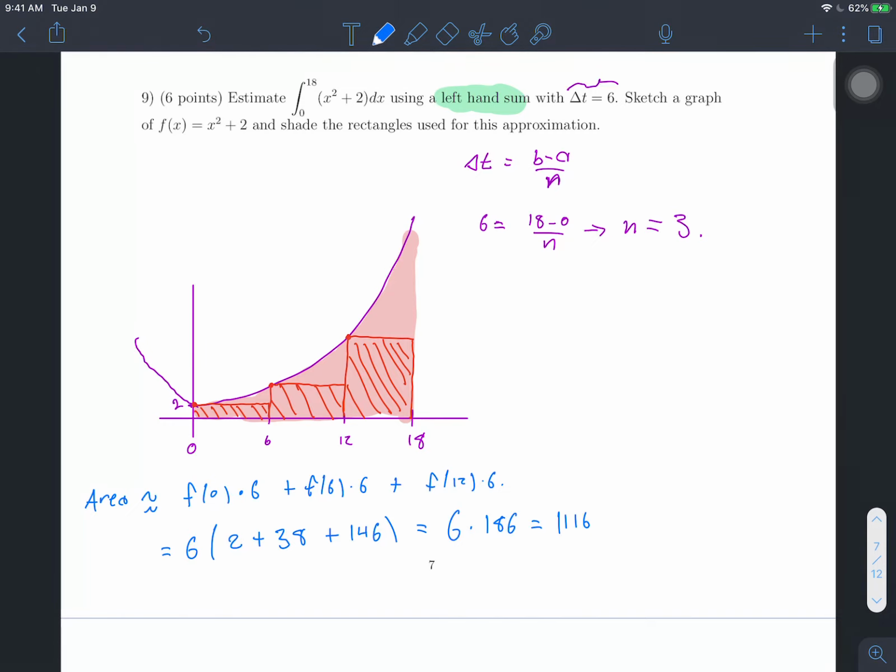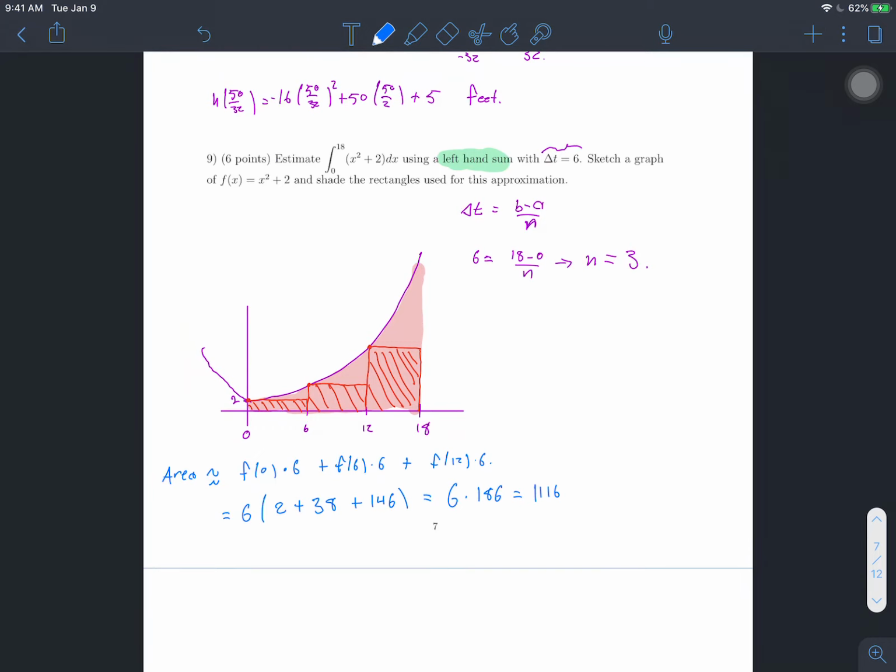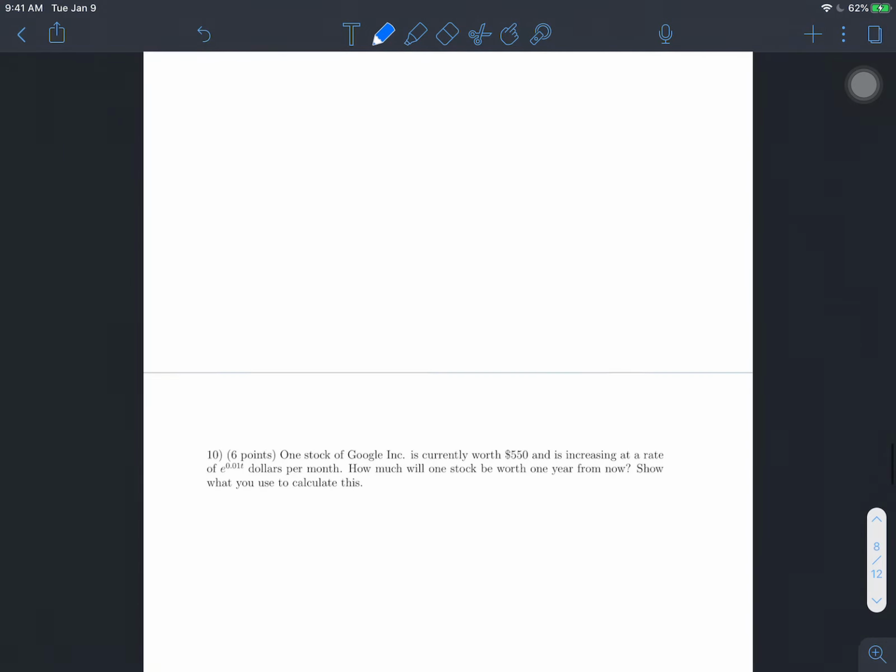Okay, so that's how we do that one. I guess I didn't need this extra page after all.